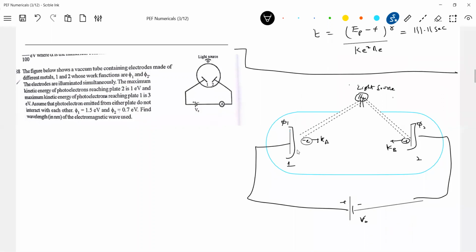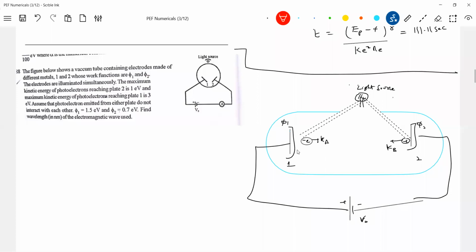Find the wavelength of the electromagnetic wave used here. Assume photoelectrons emitted from either plate do not interact with each other. Now look at this electrostatic field. Take a positive, don't go in this. This is a positive terminal. Now, sir, which is collector, which is emitter? Both are emitting, no? And both will collect. So don't call anything collector or emitter.